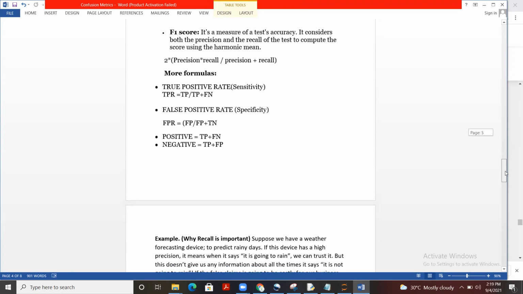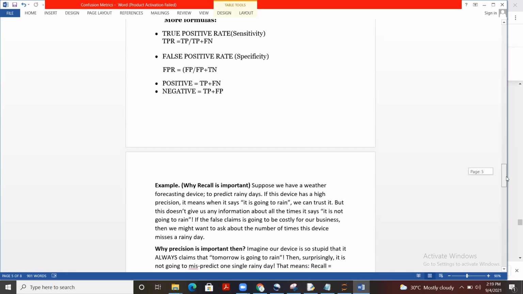And sometimes people ask you about true positive rate and false positive rate as well. True positive rate, we call it sensitivity, and false positive rate, we call it specificity as well. I'll make another video on these two.